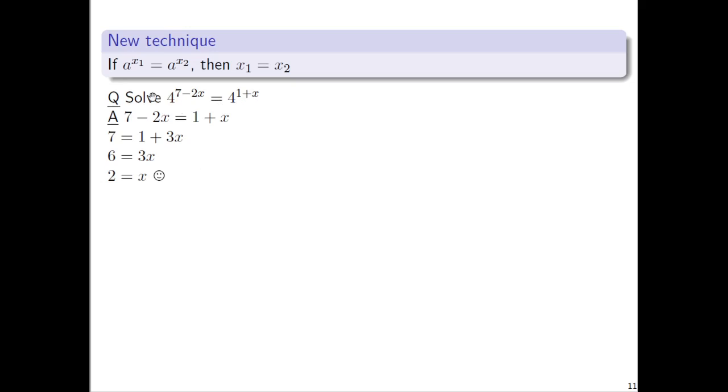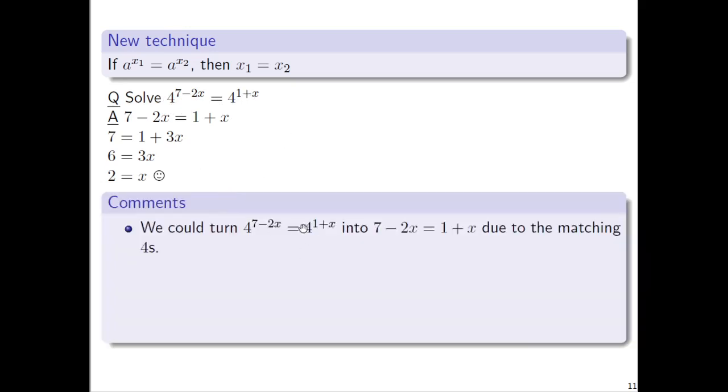With the original equation at the top that says 4 to the 7 minus 2x equals 4 to the 1 plus x, it is a very common habit for people to want to cancel the 4's. So again, what just happened was we could turn the equation that we were given into 7 minus 2x equals 1 plus x due to the matching 4's. But because it looks like we're canceling 4's, people will draw slashes through the 4's. Please do not draw lines through the 4's.